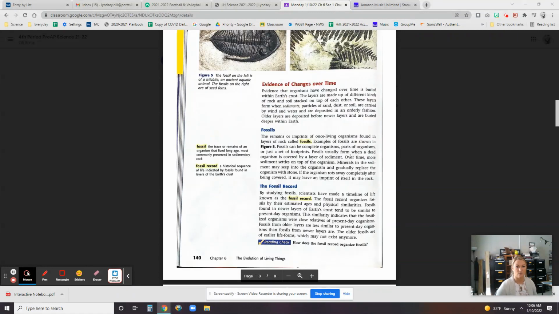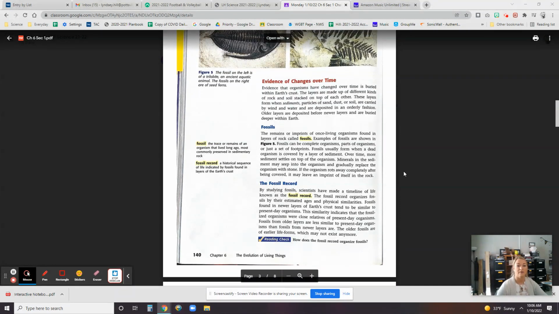All right, next page 140. Evidence of changes over time. Evidence that organisms have changed over time is buried within the Earth's crust. The layers are made up of different kinds of rock and soil stacked on top of each other. These layers form when sediments, particles of sand, dust, or soil, are carried by wind and water and are deposited in an orderly fashion. Older layers are deposited before newer layers and are buried deeper within Earth.